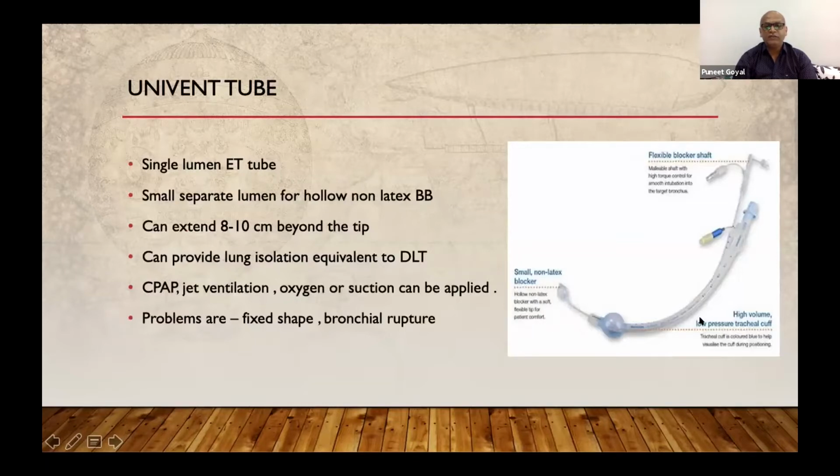You can see this is a single lumen tube, and then there is a bronchial blocker. It can extend 8 to 10 centimeters beyond the tip of the endotracheal tube, and it can provide lung isolation on whichever side you want to block. Then you can apply CPAP or jet ventilation, or oxygen, or suction through the central lumen. Problems with this are that they are of fixed shape, and there is an incidence of bronchial rupture with the balloon.